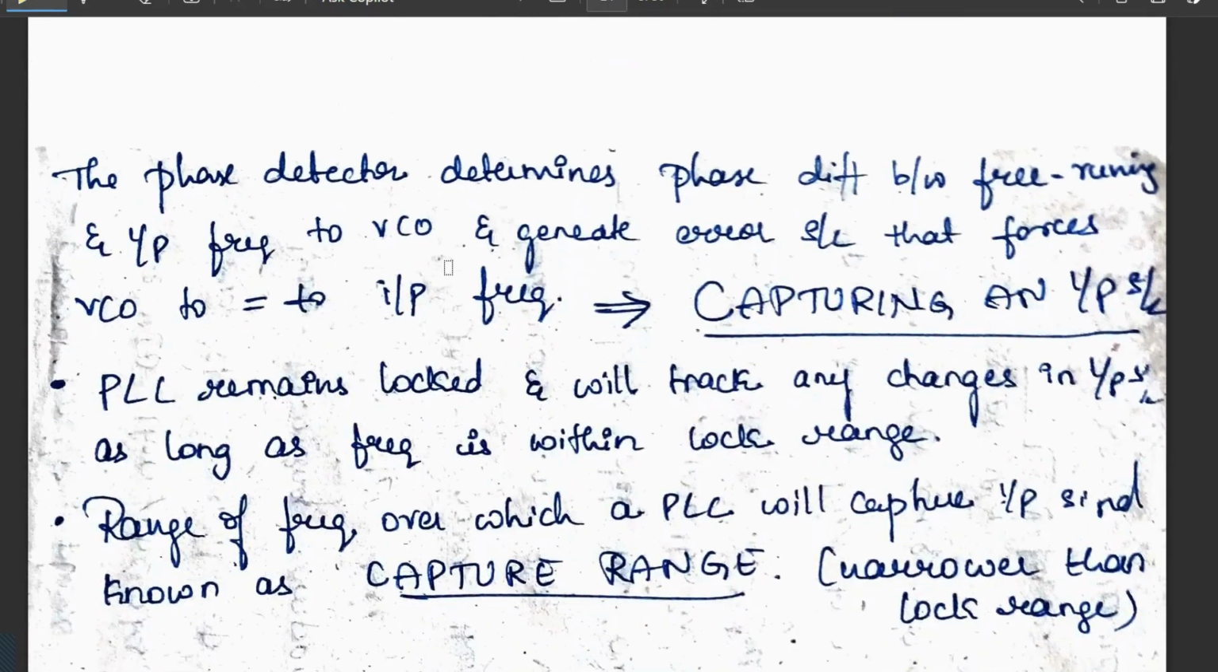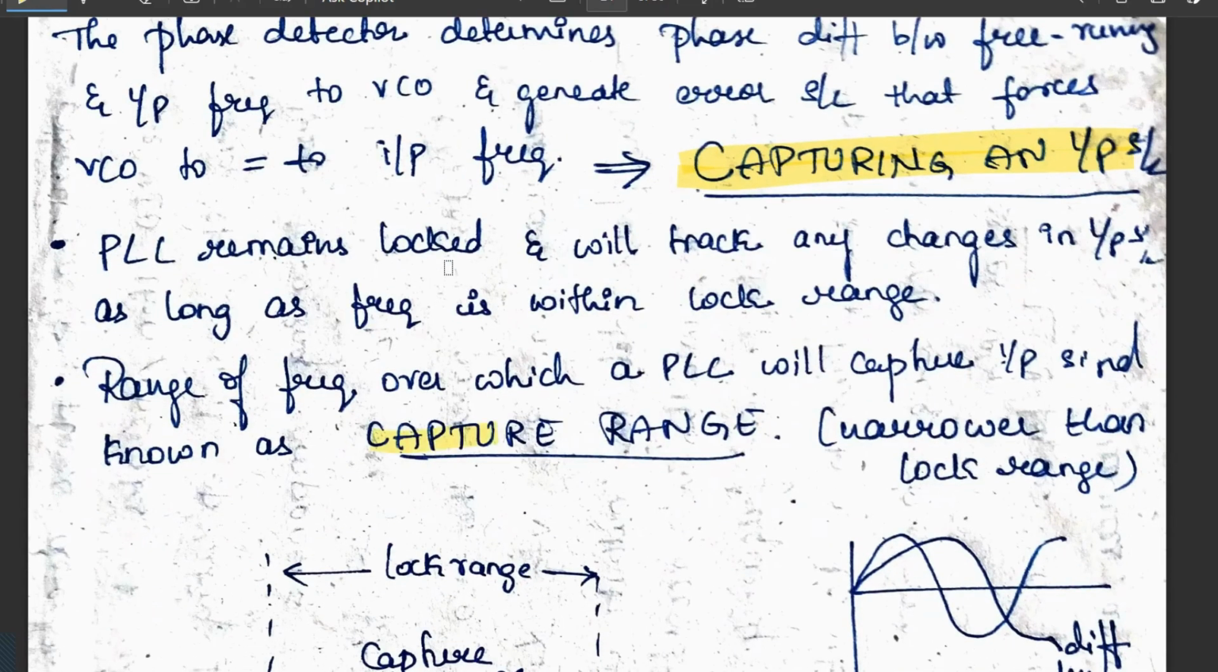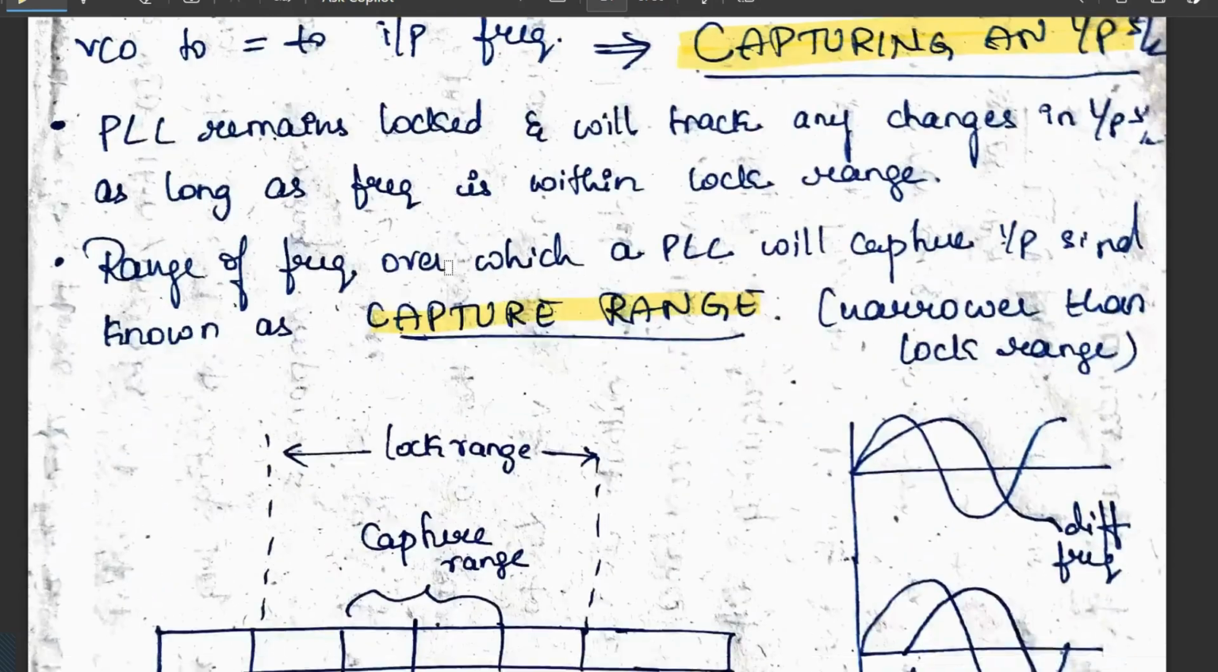The phase detector determines the phase difference between the free running frequency and the input frequency to the VCO, and it generates the error signal that forces the VCO frequency to equal the input frequency, which is called capturing of an input signal. The PLL remains locked and will track any changes in the input as long as the frequency is within the lock range. The range of frequency over which a PLL will capture the input signal is known as the capture range. This is narrower than the lock range.